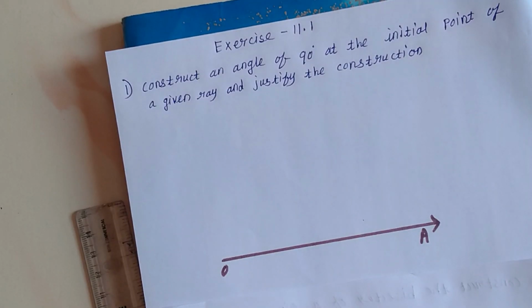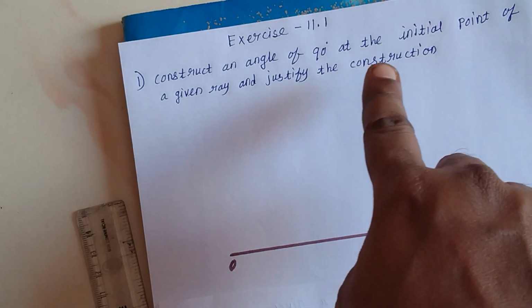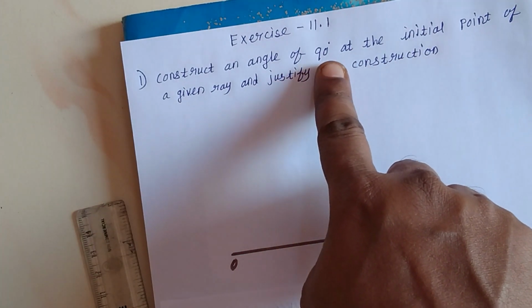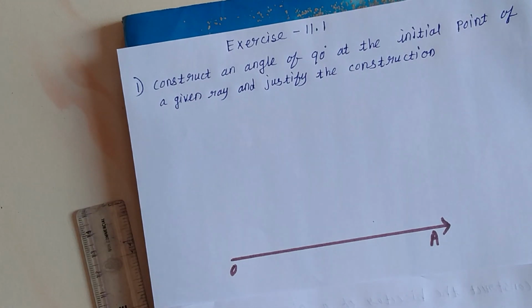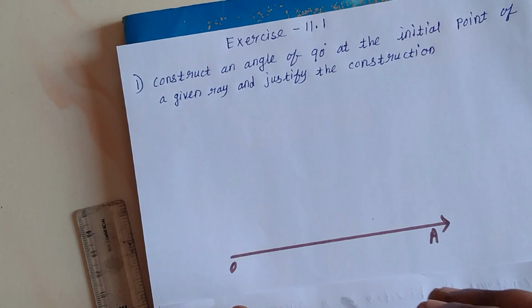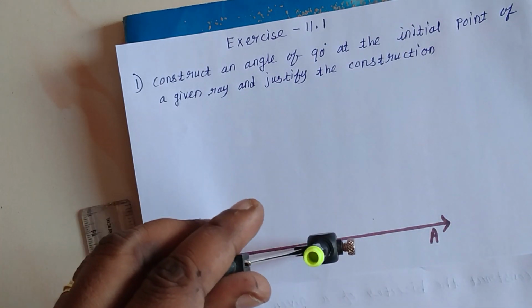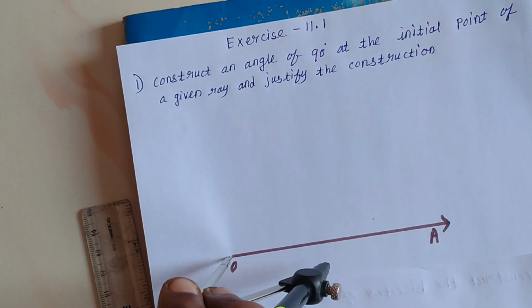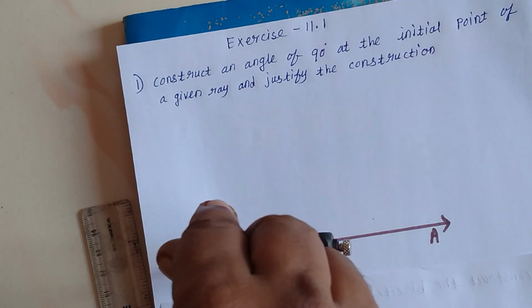Now student, exercise 11.1, first question: construct an angle of 90 degrees at the initial point of a given ray and justify the construction. So an angle of 90 degrees we have to construct, which we have already done in the 6th standard, 7th, 8th. So it is a very easy question. I have already drawn a ray OA. Now from O take a sufficient distance. So first what we will do, 90 degrees is the bisector of 60 and 120. So we will draw 60 and 120.